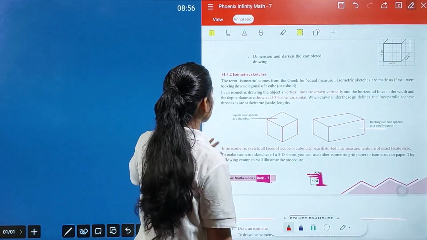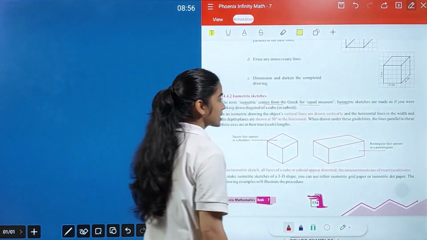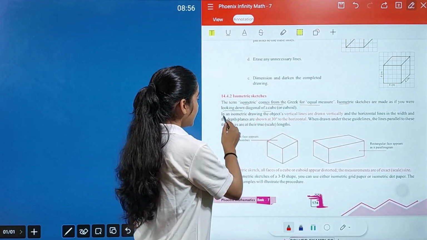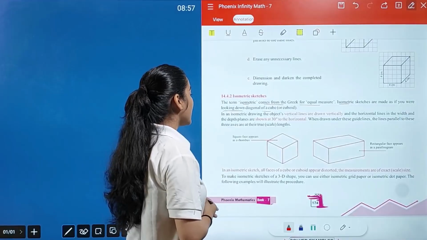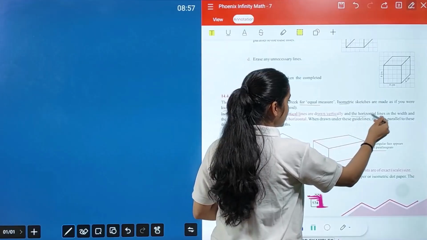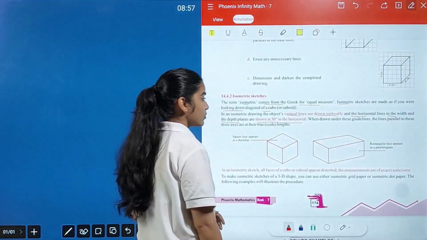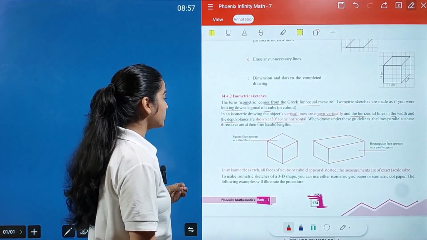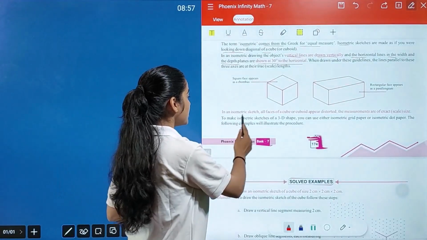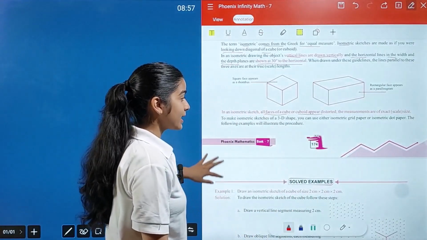So, isometric sketches. The term isometric comes from the Greek for equal measure. Isometric sketches are made as if you were looking down the diagonal of a cube or cuboid. In an isometric drawing, the object's vertical lines are drawn vertical, and horizontal lines in the width and the depth plane are shown at 30 degrees to the horizontal. When drawn under these guidelines, the lines parallel to these three axes are at their true scale lengths. In an isometric sketch, all faces of a cuboid appear distorted, not at exact scale size.